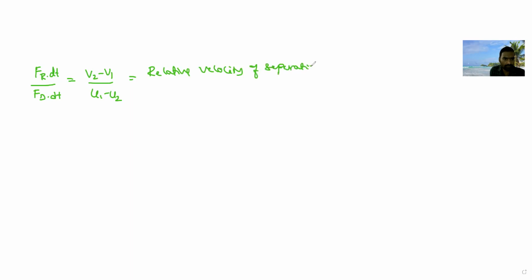Yes, in the morning you have determined that derivation, which is not required. Just for your understanding purpose, I have taken that one. So that is Fr dt divided by Fd dt, which is equal to what? V2 minus V1 divided by U1 minus U2. Is it correct? What is this V2 minus V1? Relative velocity of separation to the relative velocity of approach. Correct. So this ratio is called the coefficient of restitution.